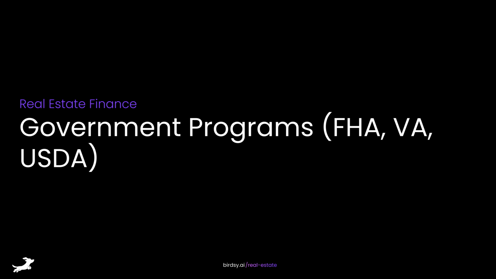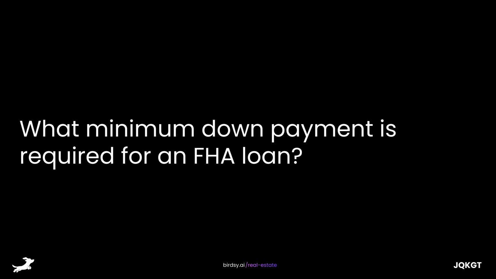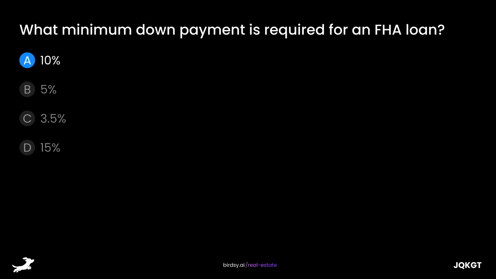Government programs. What minimum down payment is required for an FHA loan? Is it A, 10%, B, 5%, C, 3.5%, or D, 15%? The answer is C, 3.5%.